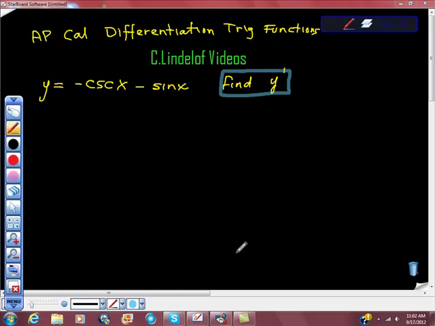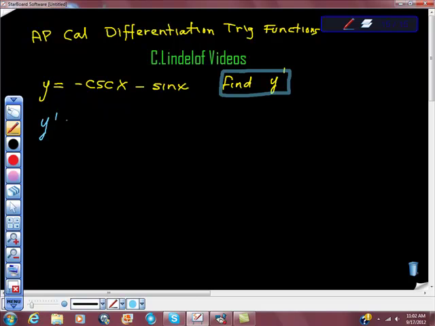AP Calculus, differentiation of trigonometric functions. So we have y is equal to the opposite of cosecant x minus sine x, and we're asked to find y prime. Initially, this turns out to be really simple, and that's kind of the problem, because on the AP exam, they're going to clean it up a ton.